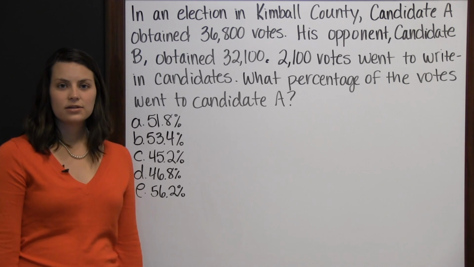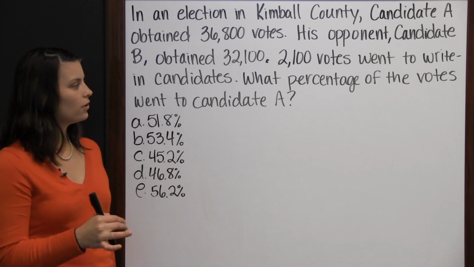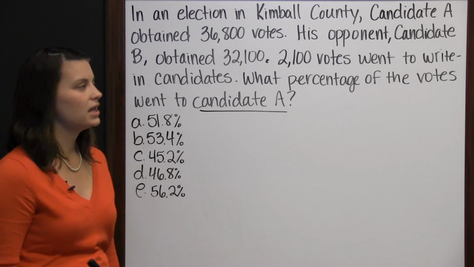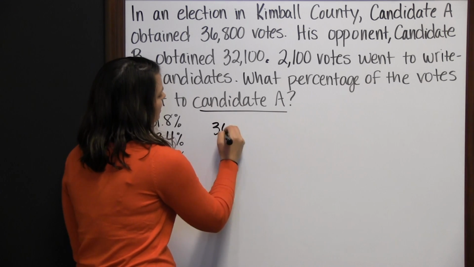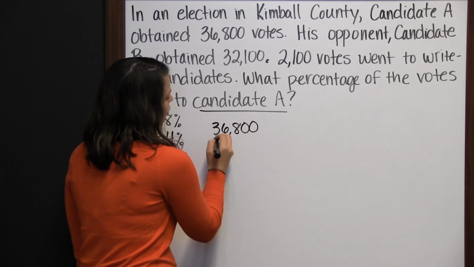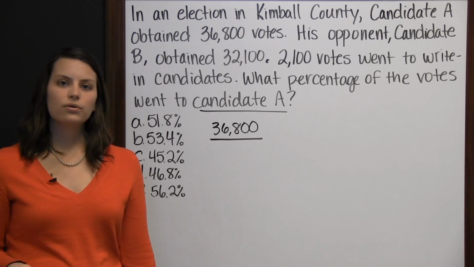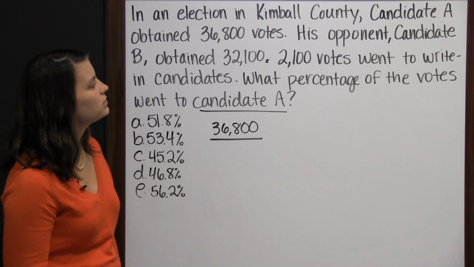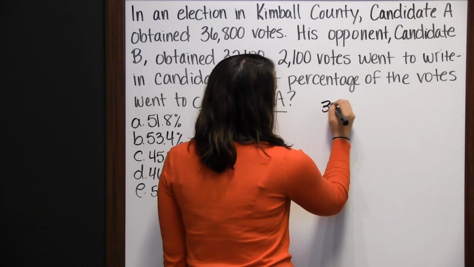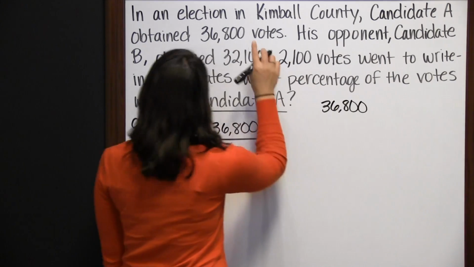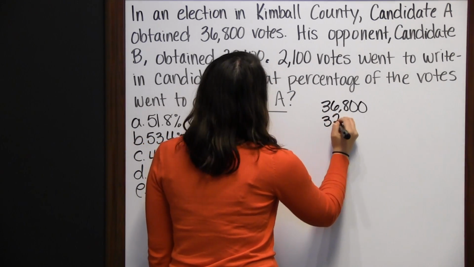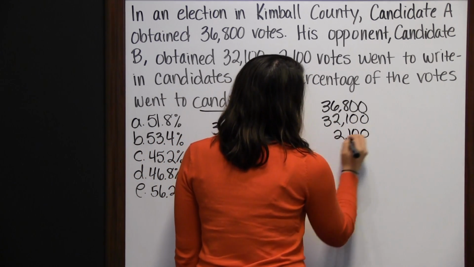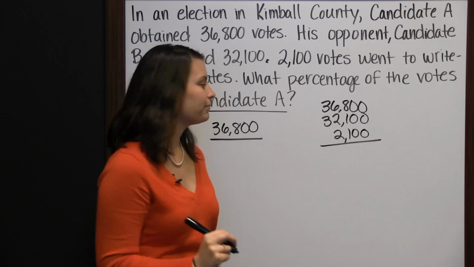To find a percent, we need the part over the whole. And we know the part. The part is the number of votes candidate A received, which is 36,800. What I need to know is the whole, or the total number of votes. To find the total number of votes, we need to add up 36,800, 32,100, and 2,100, so that we can find the total.